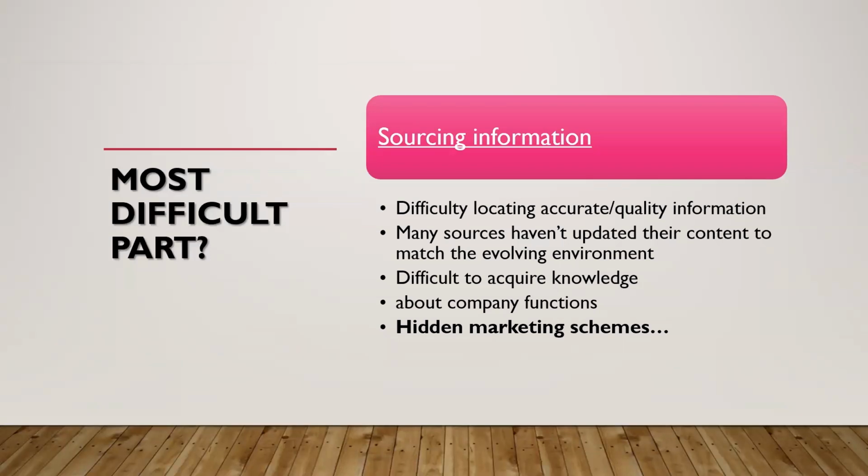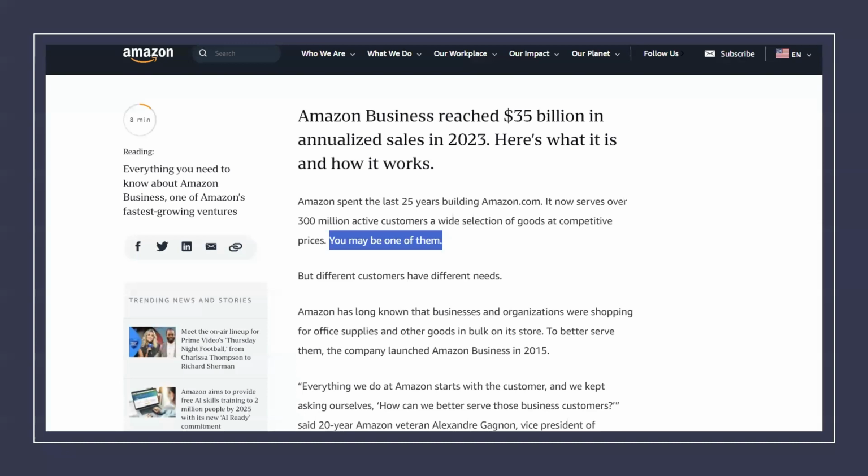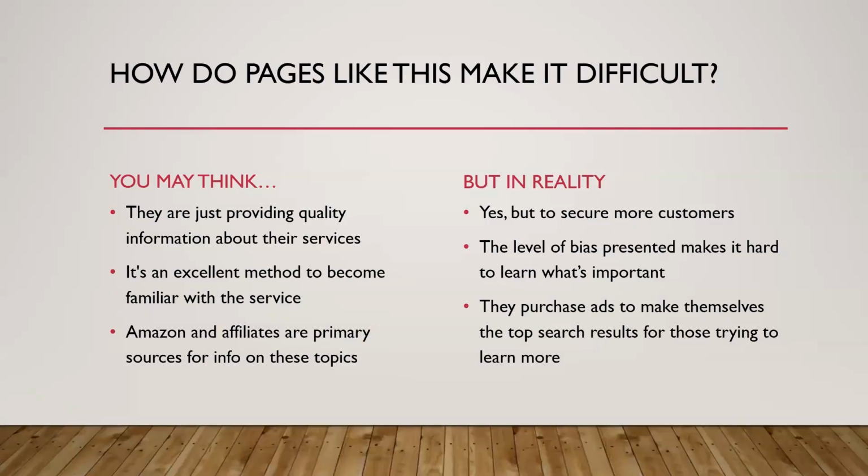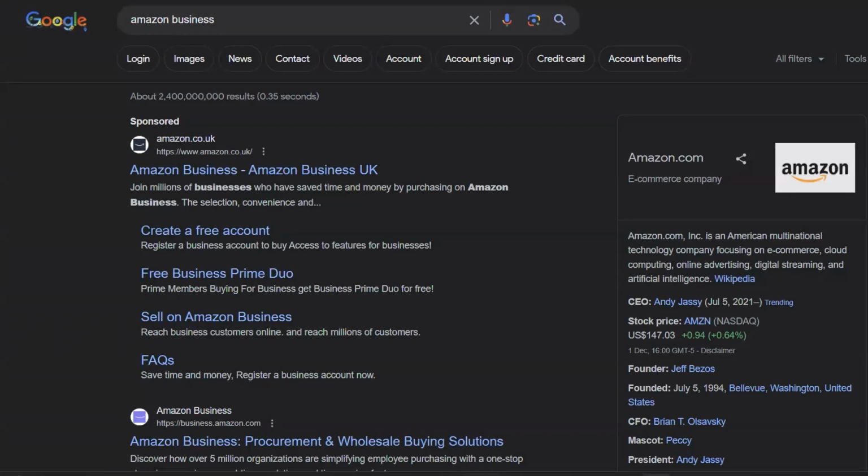It was difficult to find quality information that wasn't coming from biased or affiliated sources. Hidden marketing schemes were a barrier for me. Like in this example, there's quality information being provided, but it is from a biased source with an agenda. Biased sources make it difficult to do quality research because their true aim is to gain more customers and income and not provide you with the absolute ins and outs of the services. Companies like Amazon purchase ads like this so that they are at the top of search results and can push their agenda on those seeking to learn more about a particular topic.